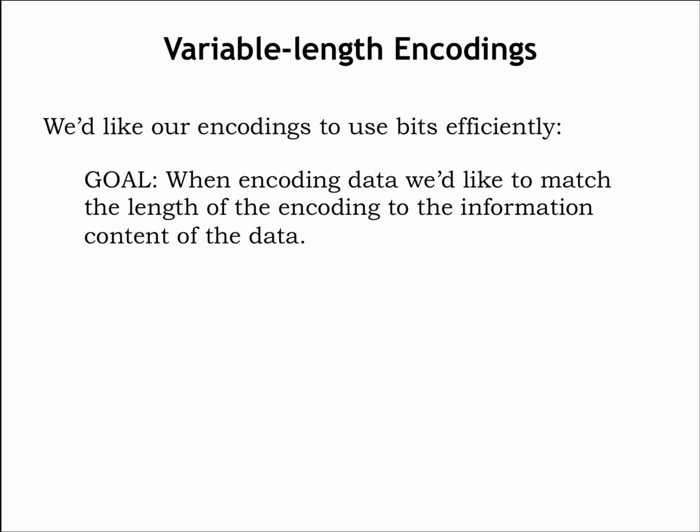Fixed length encodings work well when all the possible choices have the same information content. In other words, all the choices have an equal probability of occurring. If those choices don't have the same information content, we can do better.